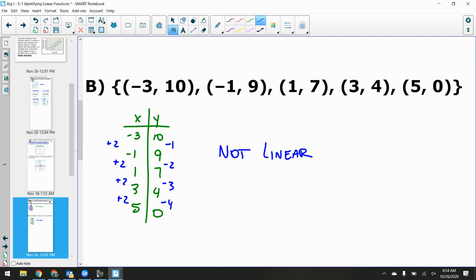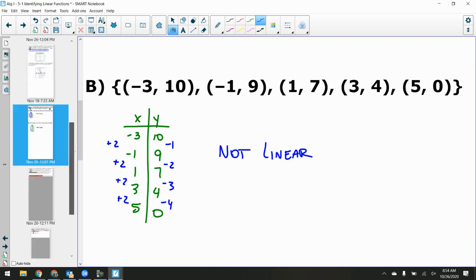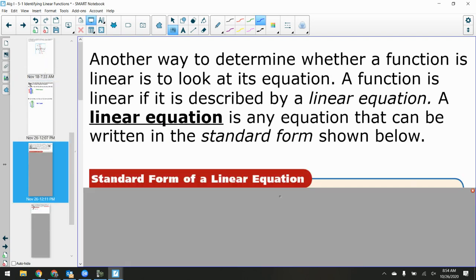Okay, so now we've discussed how do you tell whether it's linear from a graph? How do you tell whether it's linear from a table? We're identifying whether it could be linear or not. Now, another way to determine whether a function is linear is to look at the actual equation. How do I know based on the equation if it is indeed linear? Well, a function is linear if it's described by a linear equation, and a linear equation is any equation that can be written in this standard form.